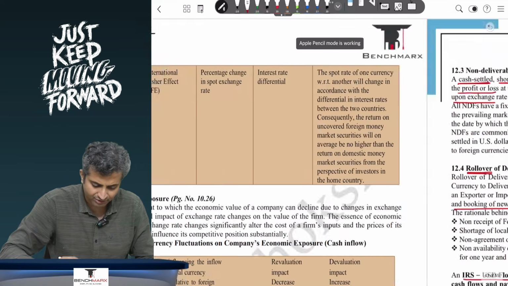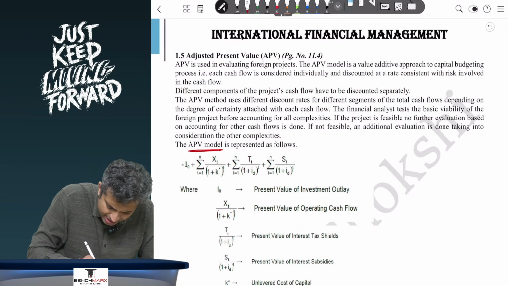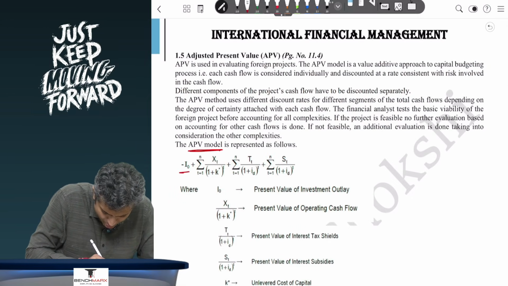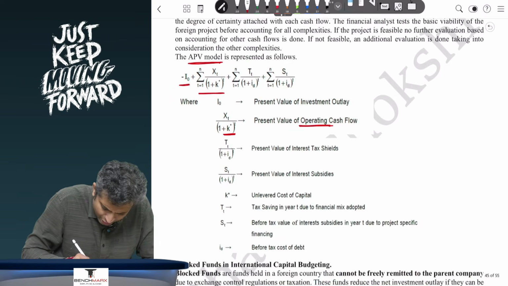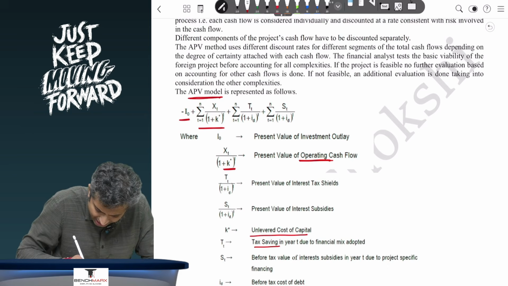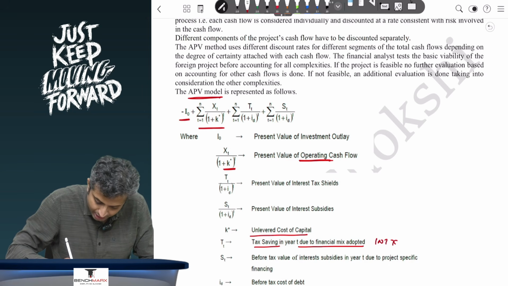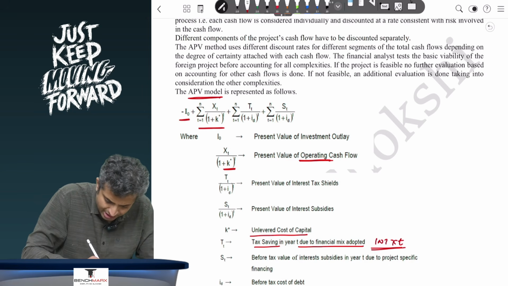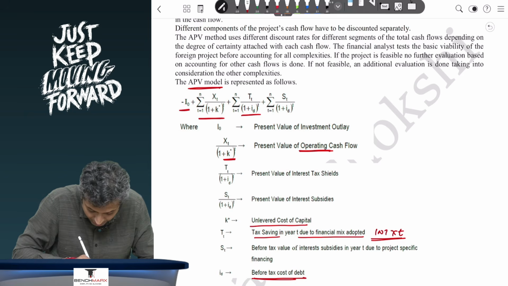The theory for this, if you just glance through over here, see what is happening. The APV model is represented as follows. So this is the investment, PVCO, plus PVCI, which is X. What is X over here? These are operating cash flows, but discounted at K. What is K over here? This is the unlevered cost of capital. Plus T. What is T? This is the tax savings due to the financial mix adopted. So this is maybe interest into tax, the tax shield due to the financing mix, and you discount it by ID. What is ID? This is the before tax cost of debt.